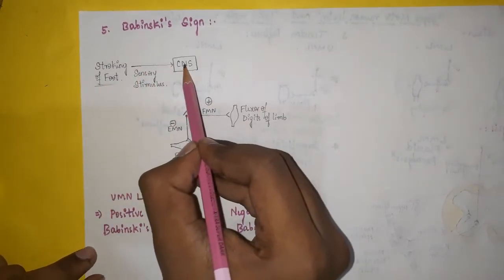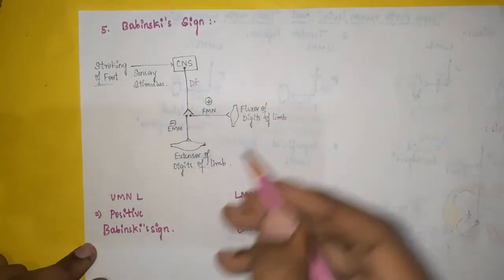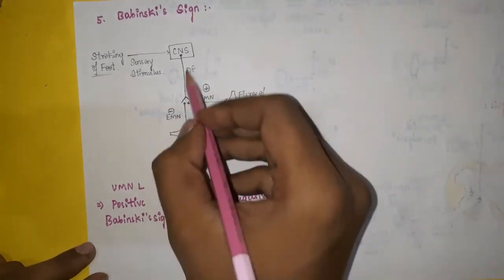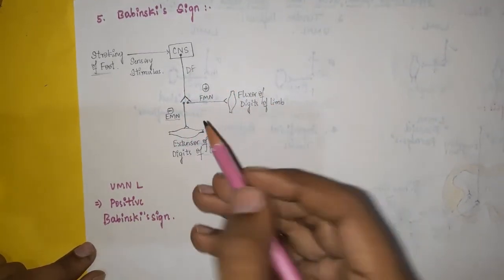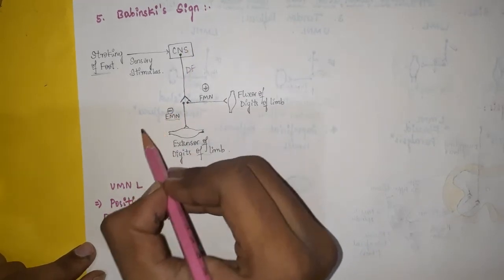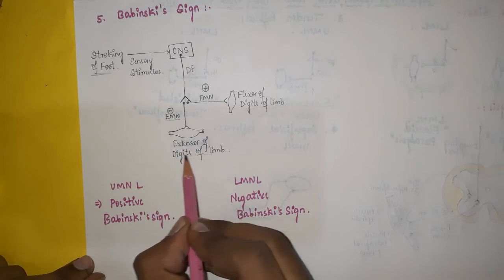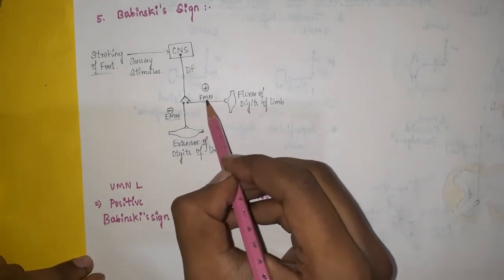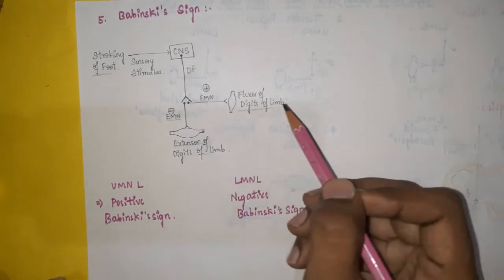Sensory information goes to the CNS. Through descending fibers, these are descending fibers, motor information is carried. Descending fibers end in the extensor motor neuron and flexor motor neuron. Usually descending fibers inhibit the extensor motor neuron, which results in the inhibition of extensor muscles of the digits of the limb. And descending fibers activate the flexor motor neuron, which results in the flexion of digits of the limb.